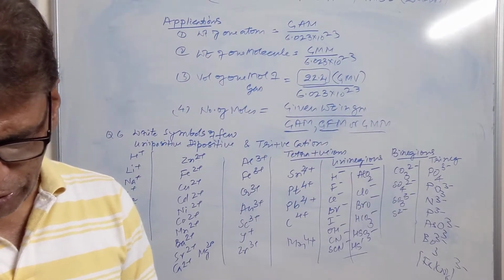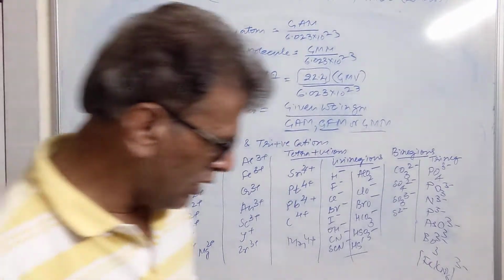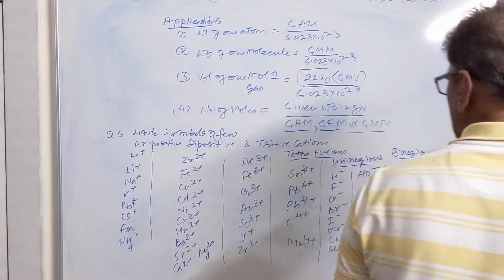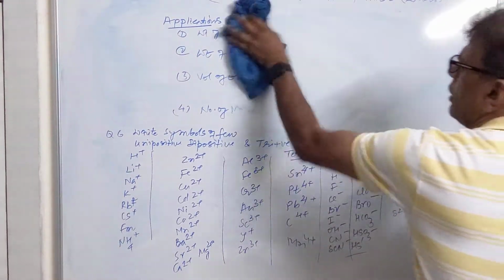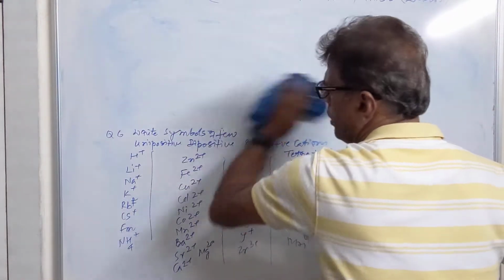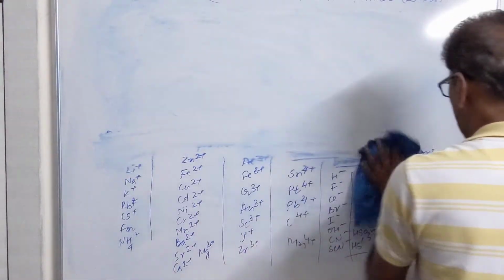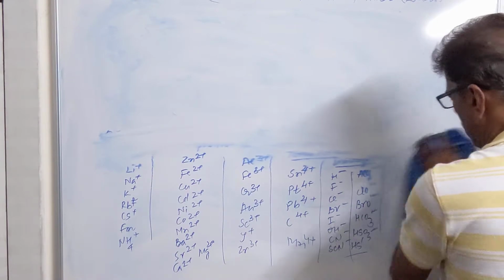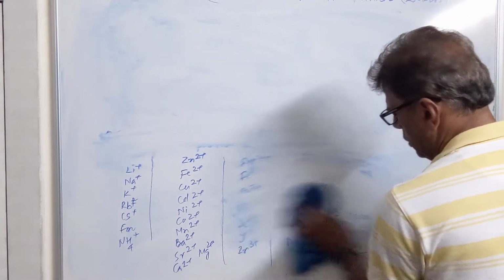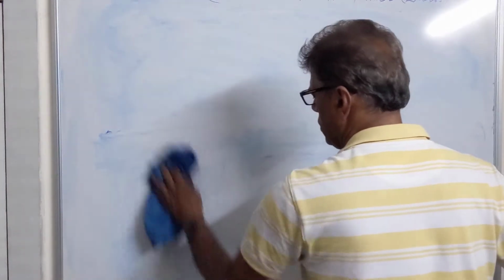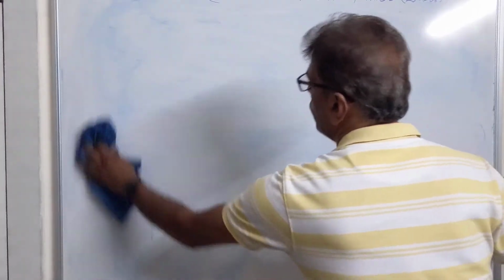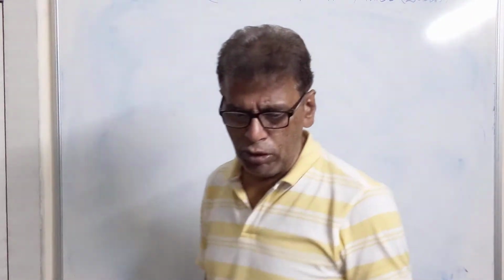After this, we'll be writing the atomic masses of some of the elements. They are to be kept in mind during the study of this chapter, because sometimes the problems are asked and you are asked to calculate the mass of a particular species, a particular number of molecules. Then you must know the atomic masses to calculate the molecular mass of that particular species. Only then we can go for the problem solving.